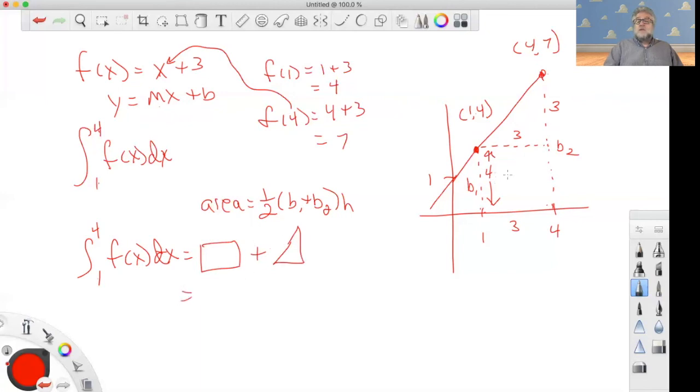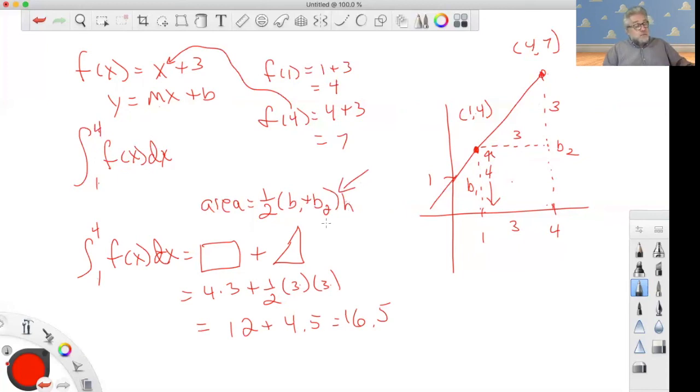The area of the rectangle is 4 times 3, and the area of the triangle is 1/2 base times height. So 12 plus 3 times 3 is 9, times 1/2 is 4.5, 16.5. So that's the area underneath this trapezoidal thing here. You could just use the trapezoid formula if you remembered it. If you didn't, always break it up into triangles and rectangles, and that makes it so much easier.